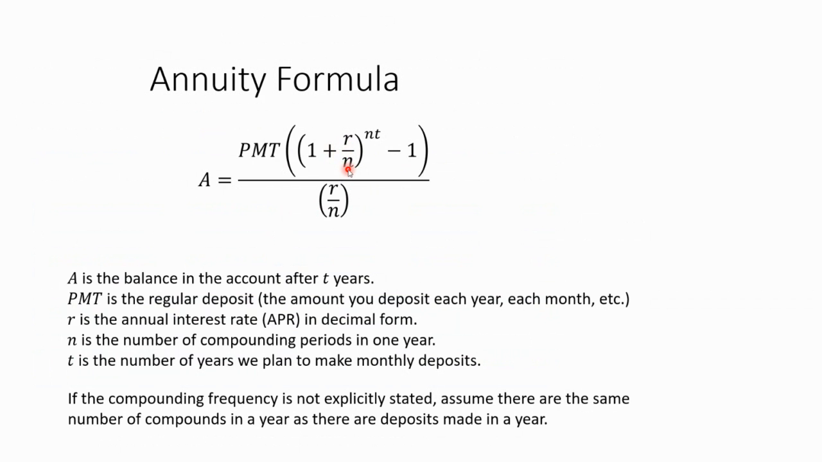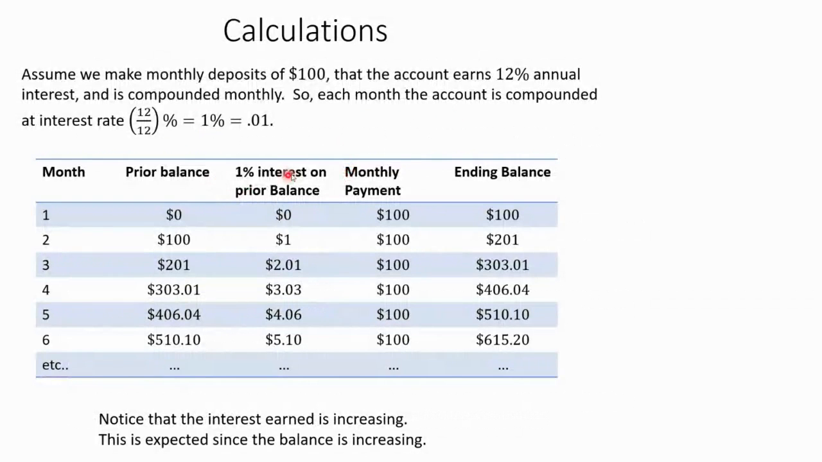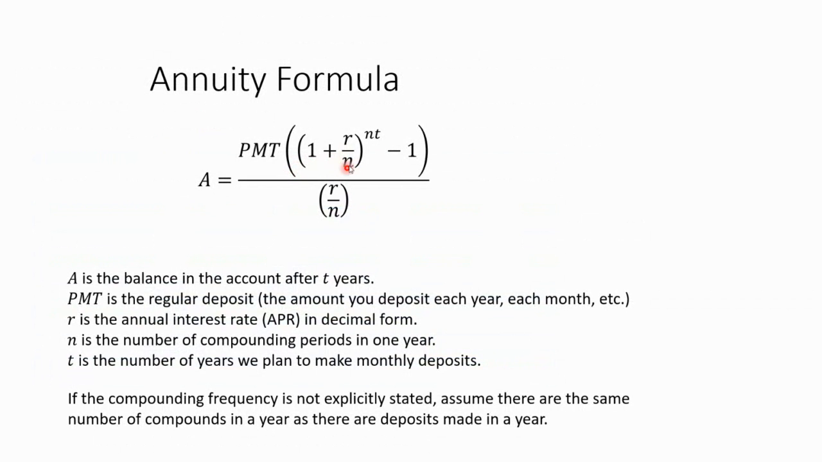N here is how many compounding periods there are in a year. Here we divide it by 12, but in the formula, we do that as well here. T, again, is how many years this is happening. It's time in years. Okay.